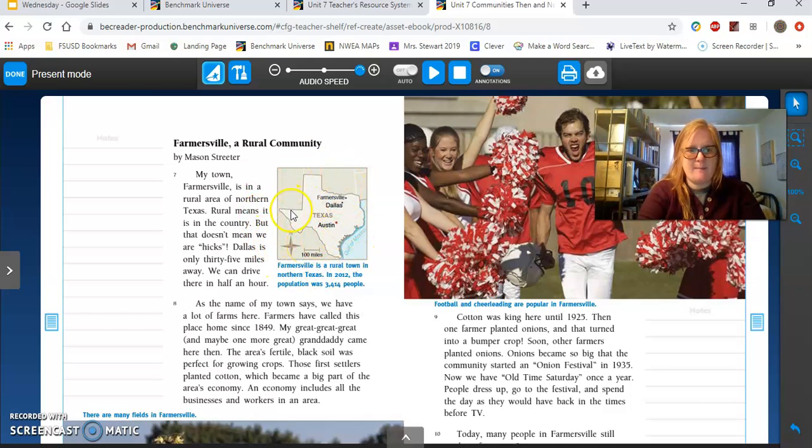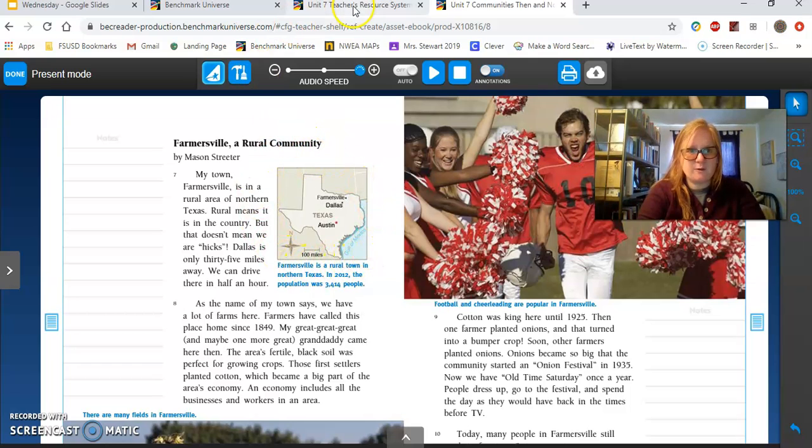Okay, so here's the map, and it says Farmersville is a rural town in northern Texas. In 2012, the population was 3,414 people. And then in this paragraph, it says, my town, Farmersville, is in a rural area of northern Texas. Rural means it is in the country, but that doesn't mean that we are hicks. Dallas is only 35 miles away. We could drive there in half an hour. So what parts of this paragraph support this map?